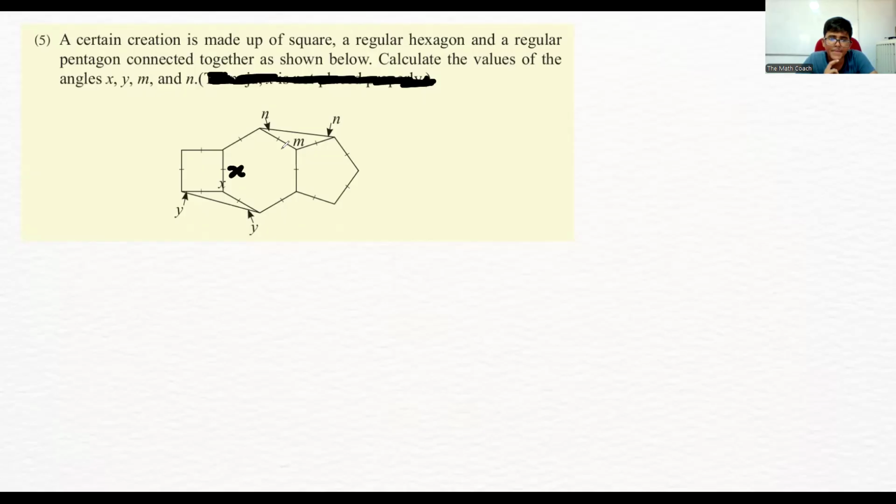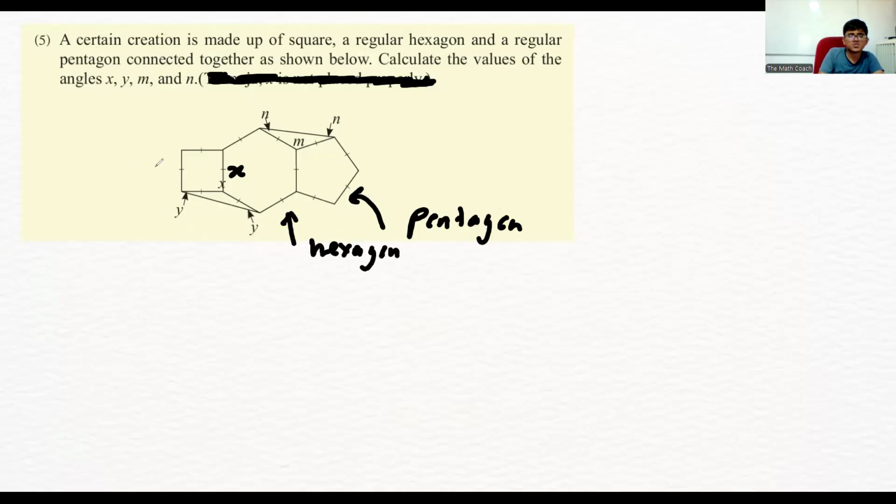How do you find that? What's the first step you should do? Fine. What we know is this is a pentagon, right? So this is a pentagon. This is a hexagon. And this is a square, right? So we'll find the interior angle of a pentagon first. Interior angle of a pentagon.